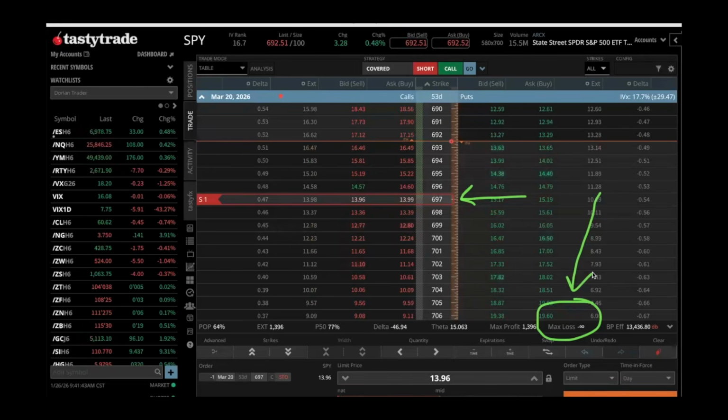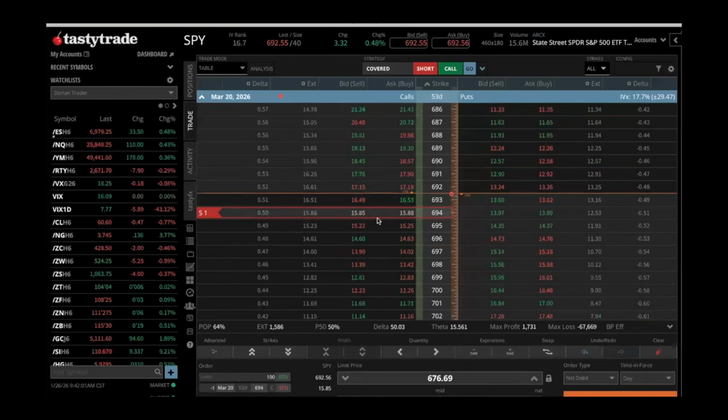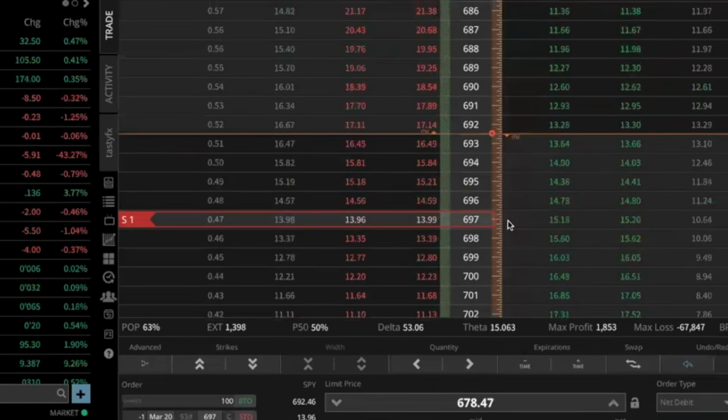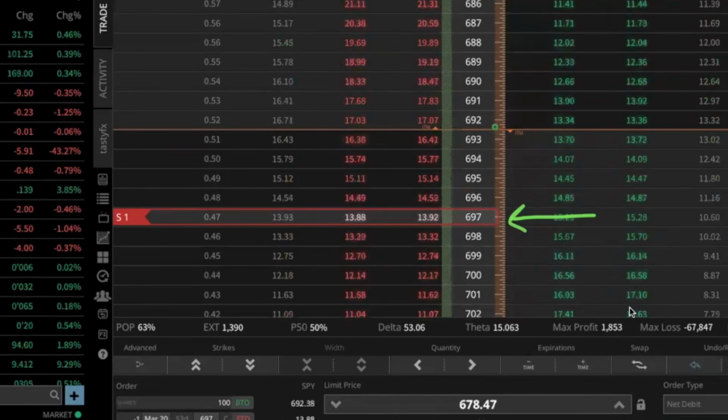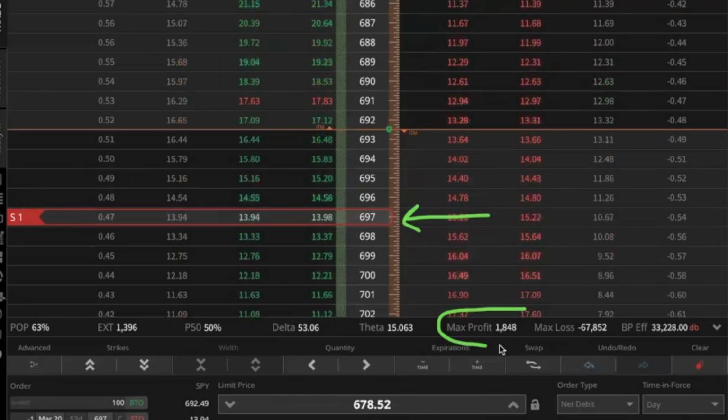Now, in this example, if you did this, you would collect almost $1,400. Let's just say $1,400 to the upside for selling this call with 53 days to go. You would still have the ability to make more to the upside because it has to go all the way up to this 697. So that means you can make some appreciation up to that 697 before you would have to sell your shares or have the obligation to sell your shares at that 697. So you can make almost $1,850 here.